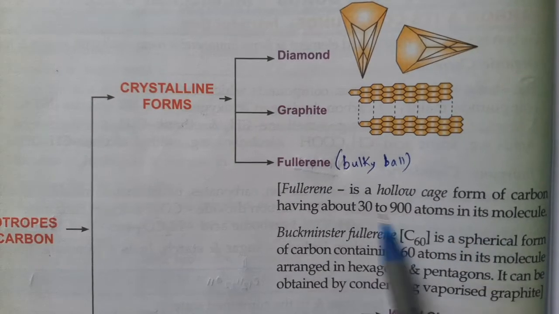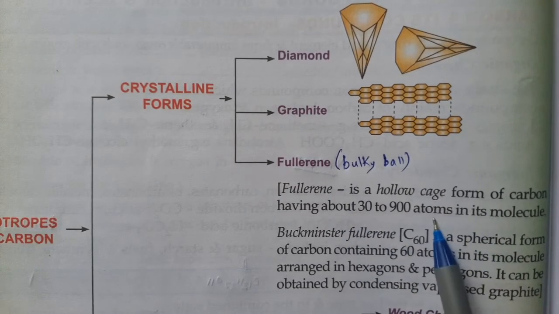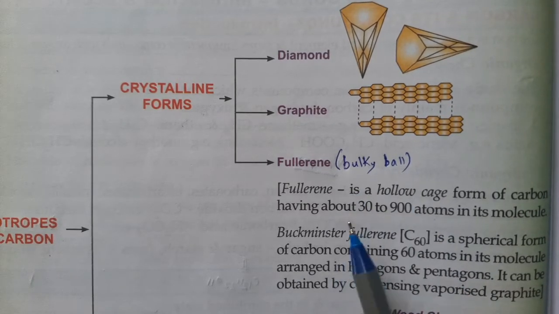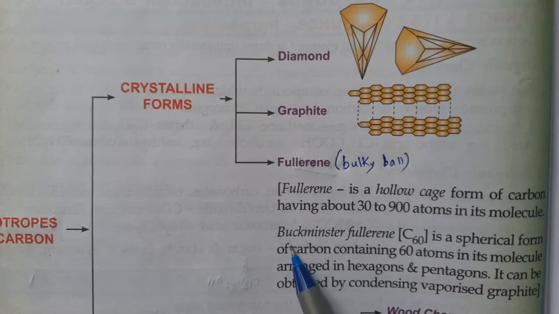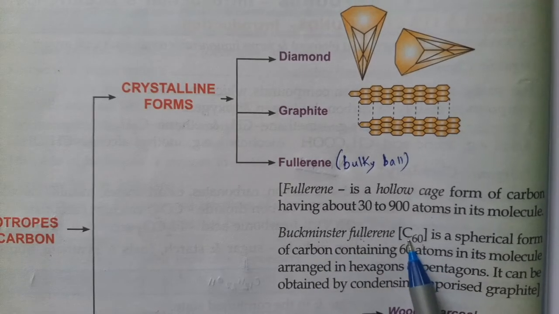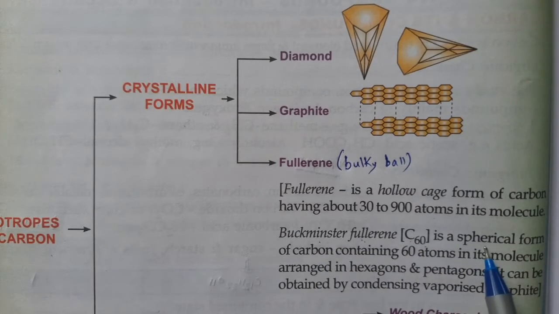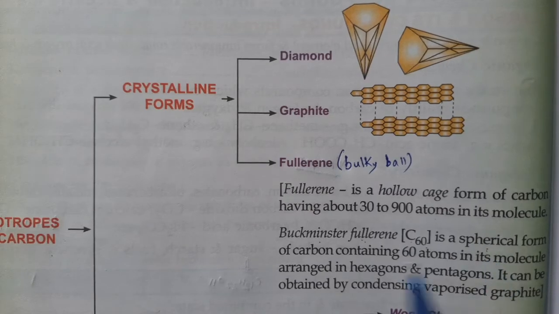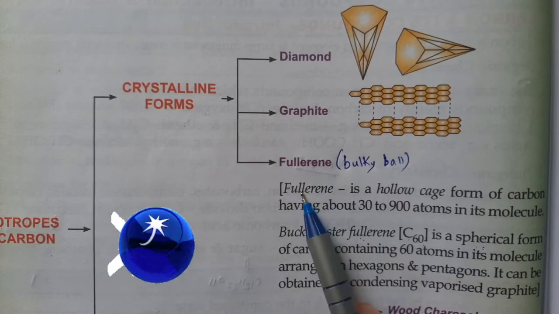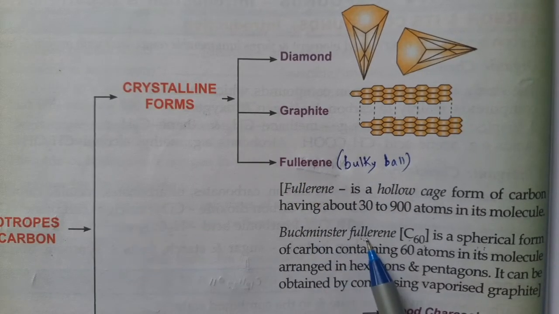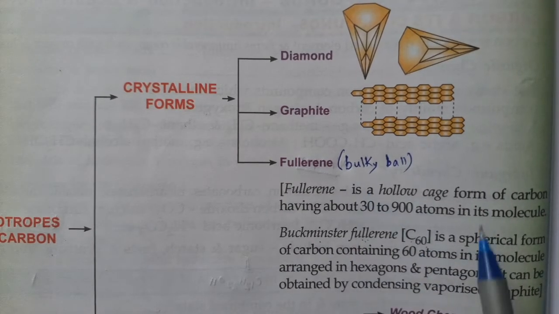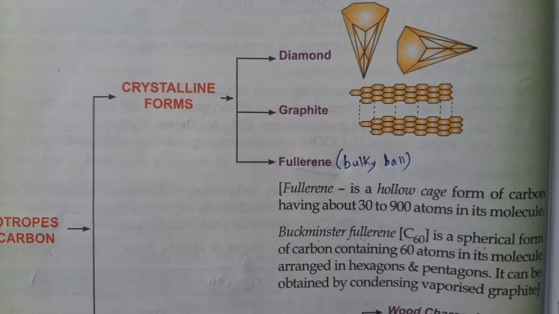Fullerene is a hollow case form of carbon having around 30 to 900 atoms of carbon in it, and its shape is like a football, so we call it buckyball. More precisely, instead of saying fullerene, we can use the name Buckminster fullerene. In this there are 60 atoms of carbon present, and it has a spherical form, just like a football. So whether you say fullerene or Buckminster fullerene, both are the same, and Buckminster fullerene contains 60 carbon atoms and has a spherical shape, that's what we call buckyball, students.